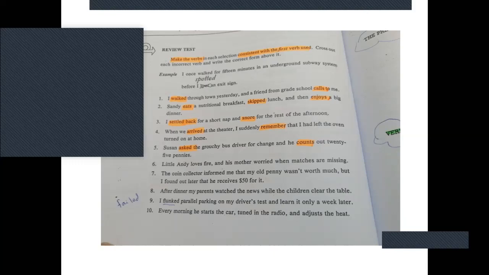We also have wasn't. Excellent. Wasn't? Yes, wasn't. And also wasn't, and I found out. Excellent. Found out. So yes, they're all in the past tense. Bravo. There's only receives that I'm going to alternate to the past tense. So you change it into the past tense and you make it received. Excellent. Good job. Thank you.